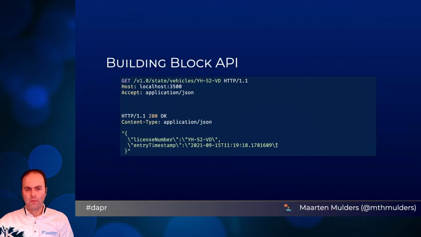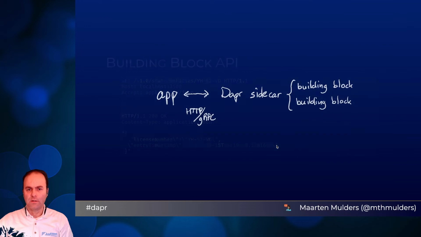So that's all great, but then immediately the question arises, this localhost 3500, what is that? What is running over there? Well, that is the Dapr sidecar. This is the standalone mode of the Dapr sidecar, where we have two processes running on our machine, the Dapr sidecar and our own application. And the application and the Dapr sidecar communicate with each other over HTTP or gRPC. And again, the Dapr sidecar is actually providing the building blocks.